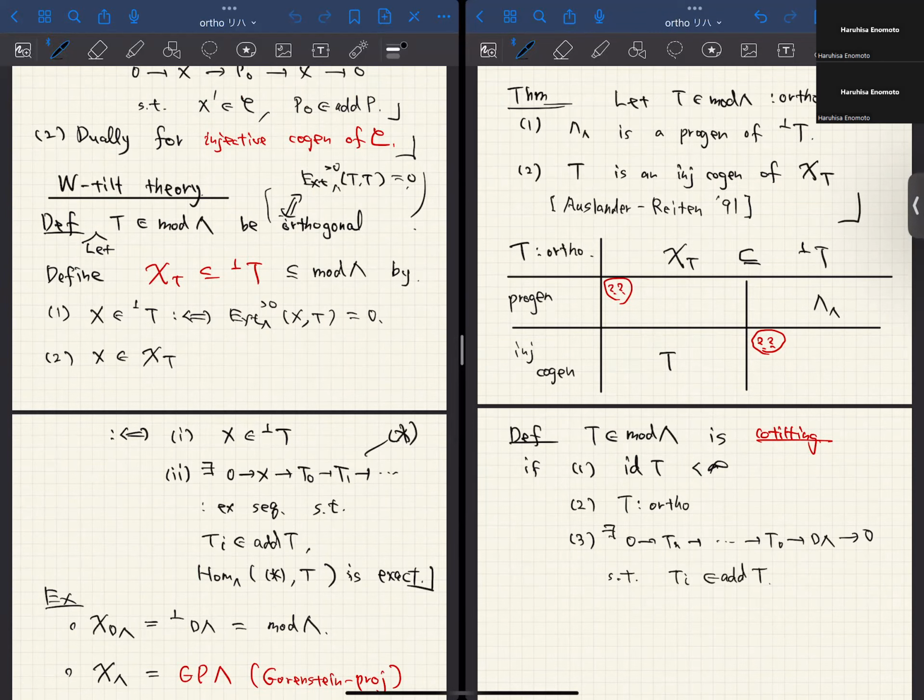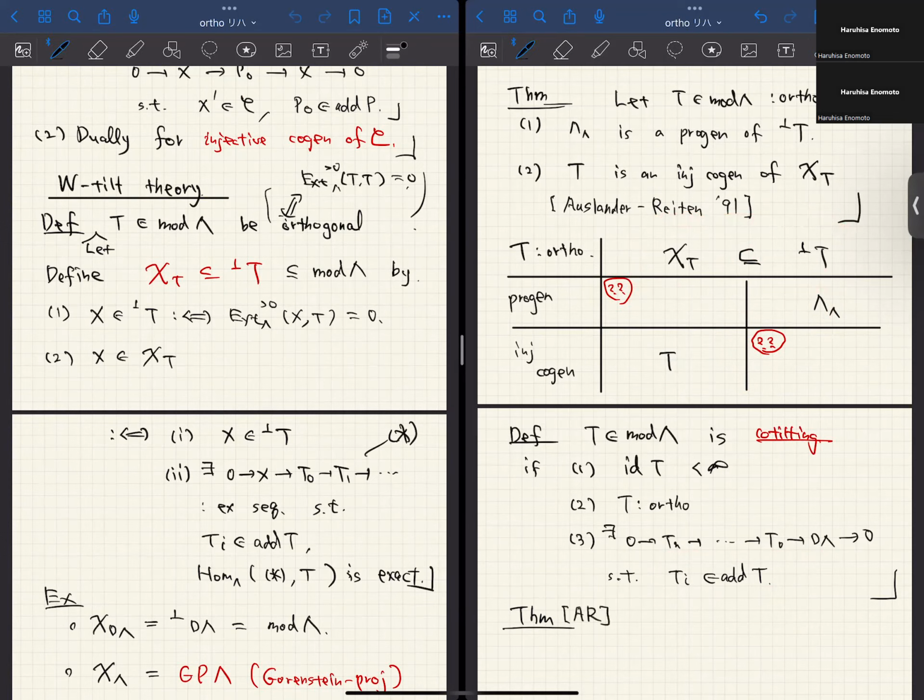So this is a dual of tilting modules. So D lambda can be finitely resolved by add T. This is the definition of cotilting modules. And one of the results of Auslander–Reiten theory is that if T is cotilting, then we can say a bit about these two subcategories.